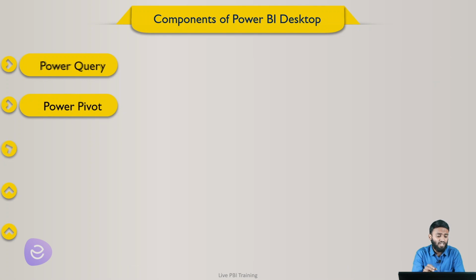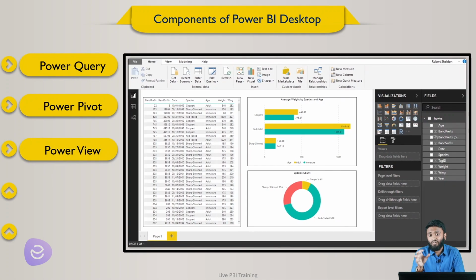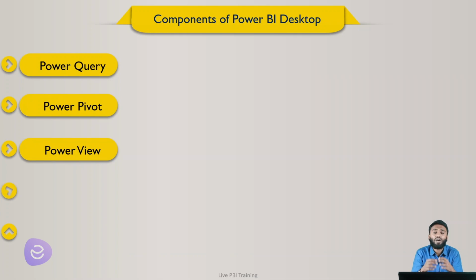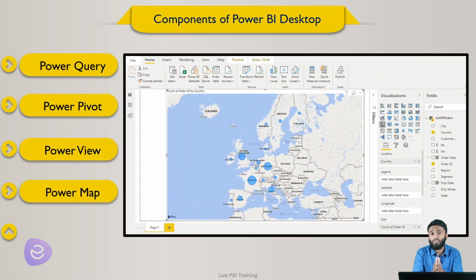And the next thing is the Power View. So Power View is an area where we visualize, or it's a canvas where we create a lot of visualizations. We create the table visual, as you can see here, the bar chart, the donut chart, and many other visualizations. The next thing is the Power Map. So Power Map is basically a map visual in Power BI.